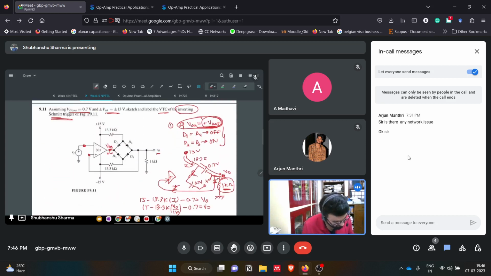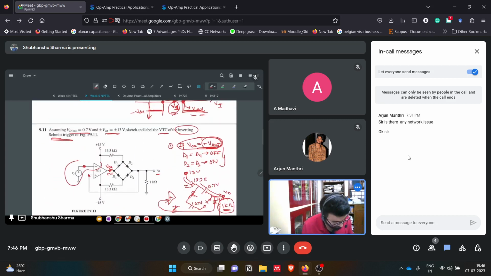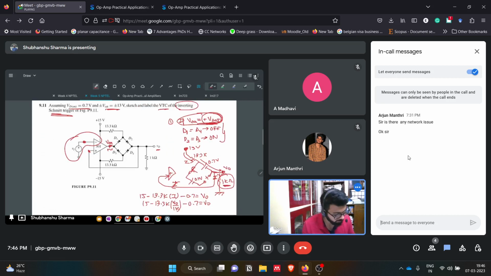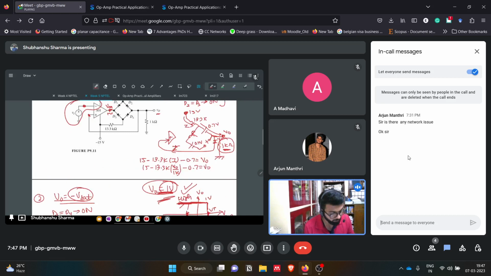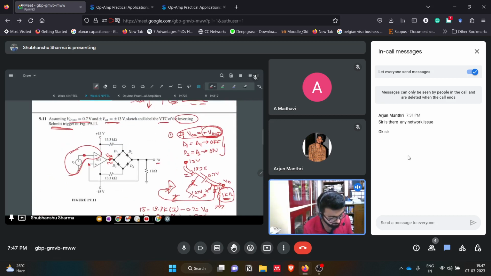Why are we saying like this? Because this is an inverting Schmitt trigger. When it goes less than the lower threshold, it will get high. When it goes higher than the upper threshold, then it is low. That is because this is an inverting Schmitt trigger: the input voltage is connected to the negative, the inverting terminal of the op amp.